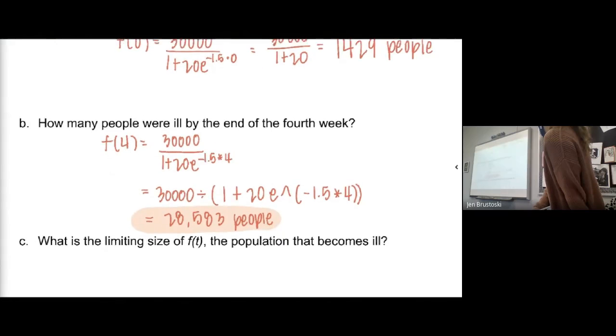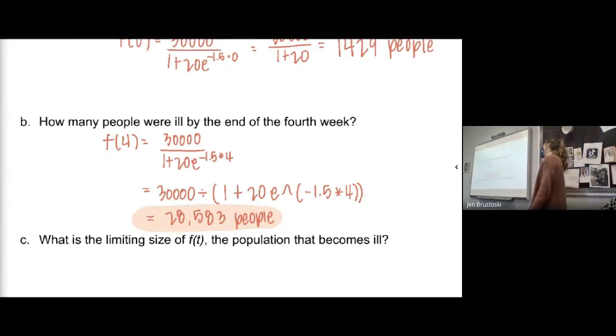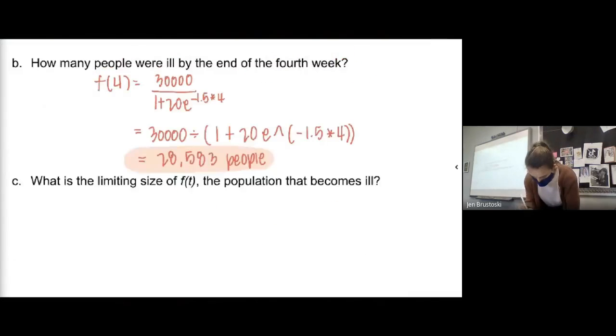Okay, so this asks, what is the limiting size of F of T, the population that comes ill? So limiting size is what's the limit? How high can it go? How many people can be infected at most? How do you know it's 30,000? That's the whole population. So I only have 30,000 people. No more than 30,000 people can become infected. So 30,000.